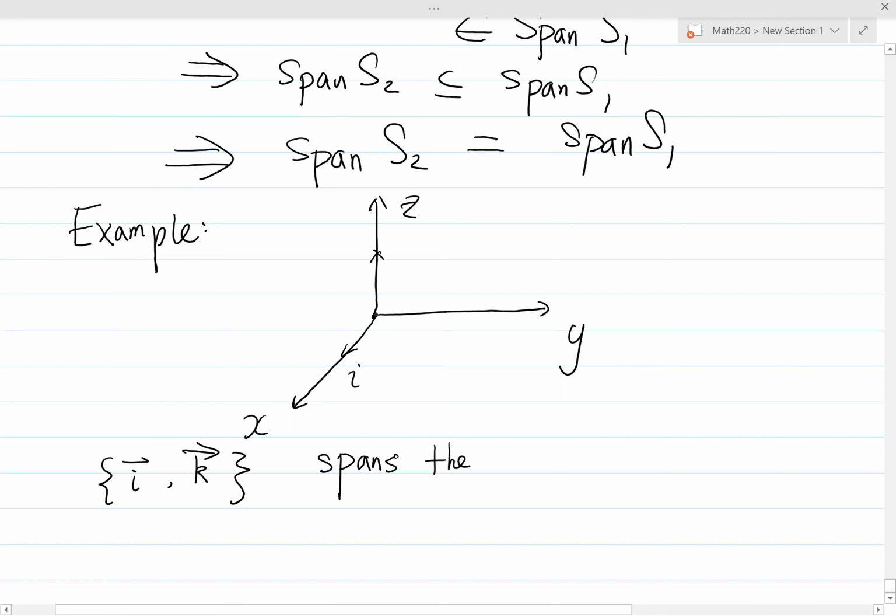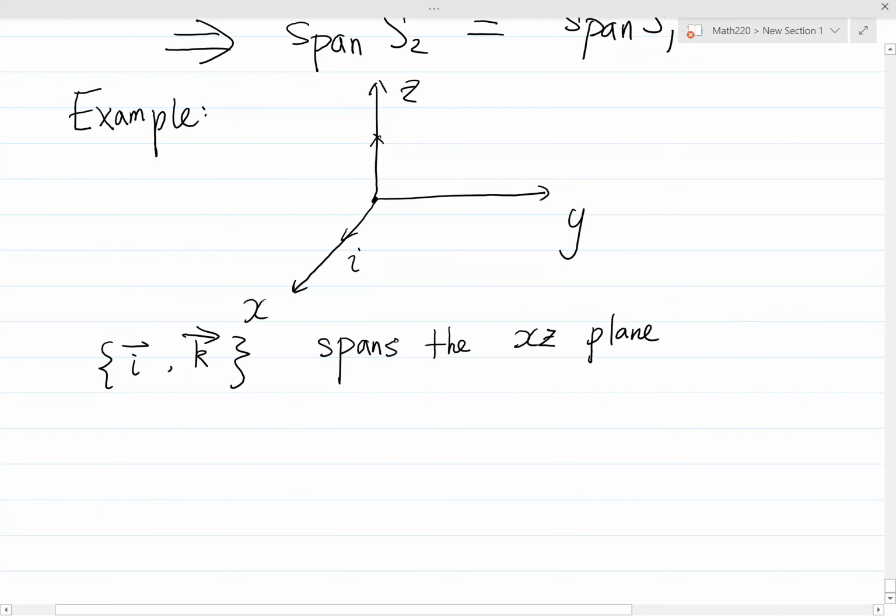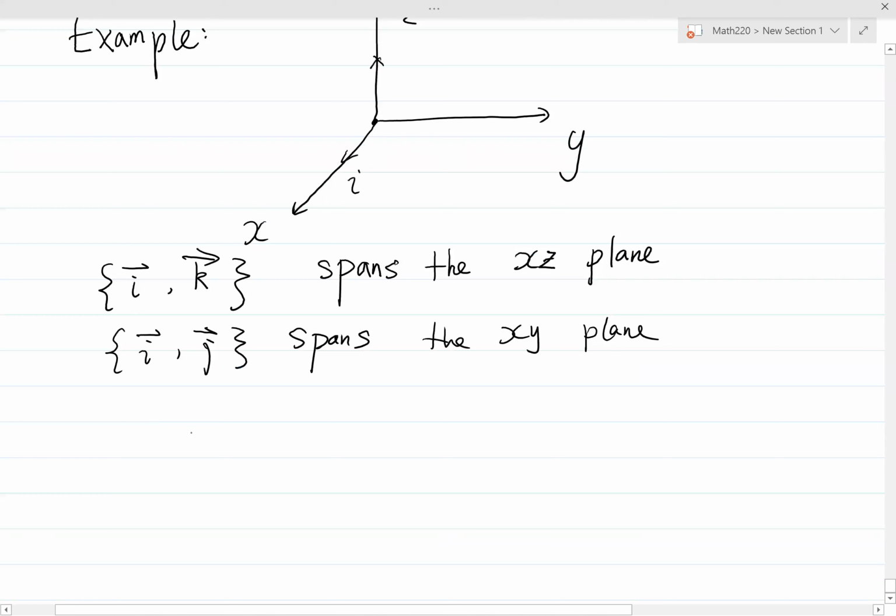Yes, which plane? The xz plane. Yes, correct. The xz plane. i, j spans the xy plane. j, k spans the yz plane.